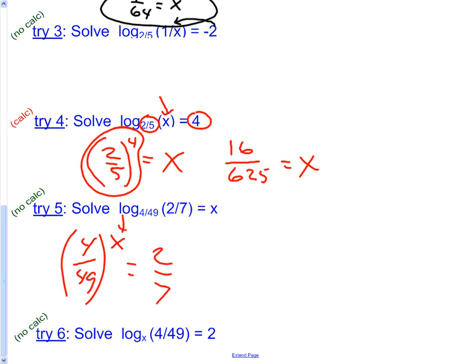Remember, when you have an x in the exponent, what's that called again? X in the exponent is called a what? Exponential. And that means the only way you can solve those is if you can make the bases the same.